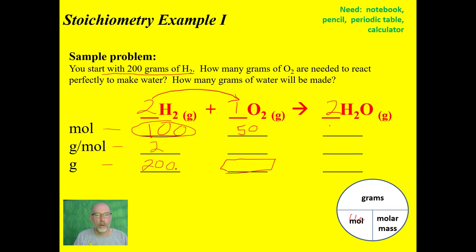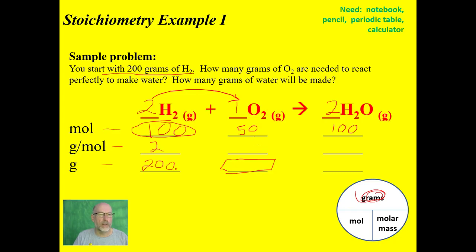And what number would go here? I bet you know, it's 100. So we'll have 100 moles of water that's made. So now we want to figure out how many grams of oxygen. Well, let's look at this calculator. To calculate grams, we need moles times molar mass. So we need to calculate the molar mass of oxygen.